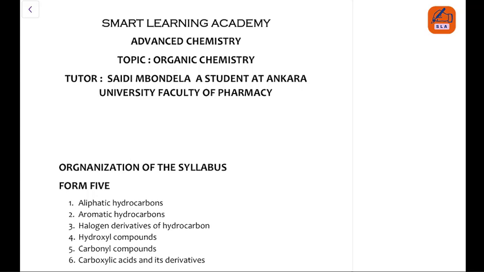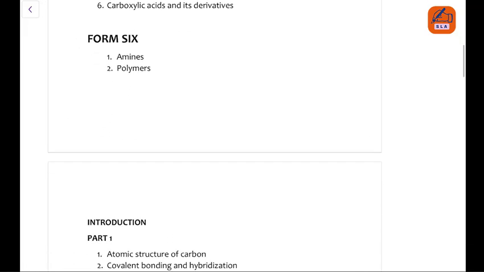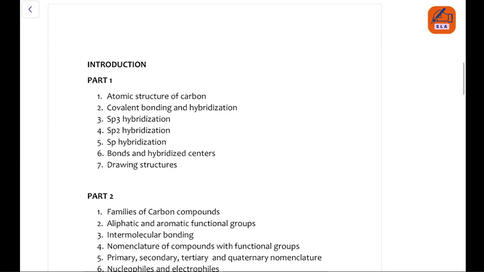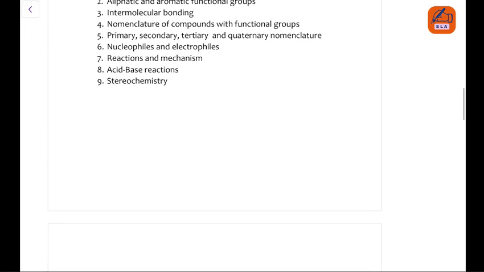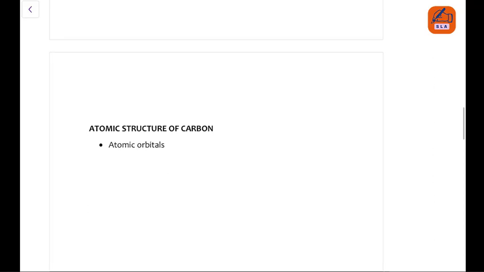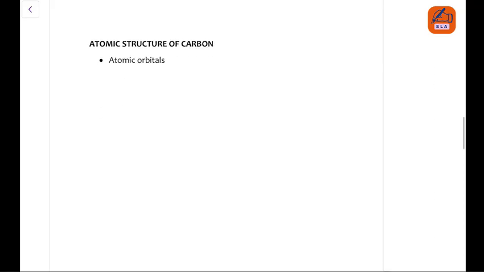And today we're going to start chemistry, advanced chemistry, and our topic is organic chemistry. So we said that we will have an introduction, and our introduction contains two parts. The first part has the atomic structure of carbon. Today we're going to start with this atomic structure of carbon, and in the atomic structure of carbon, we have to see its atomic orbitals.